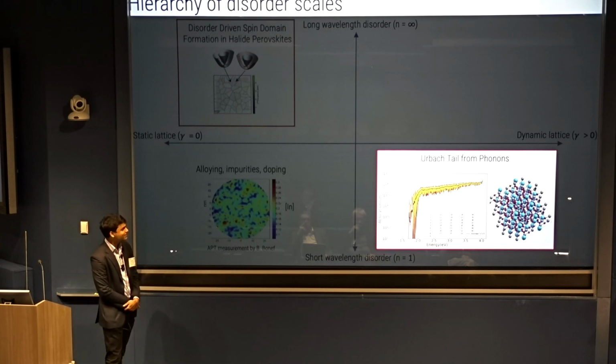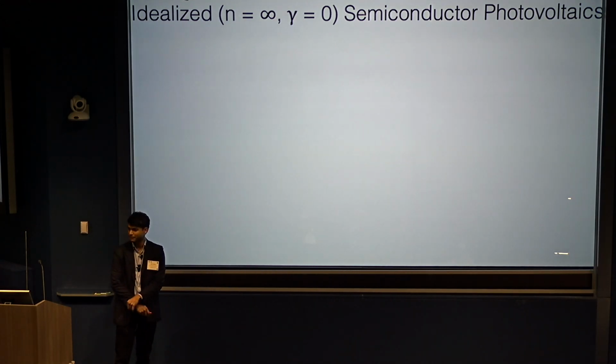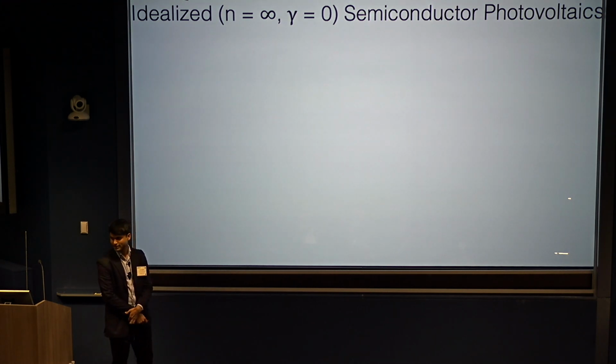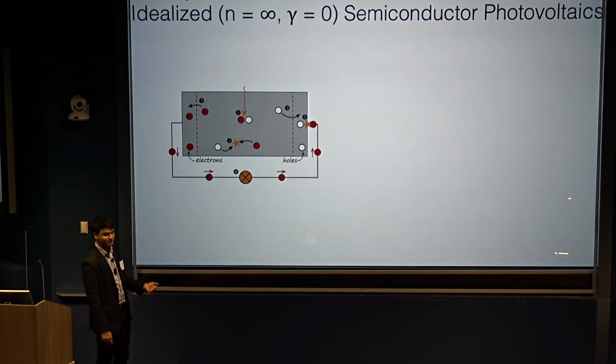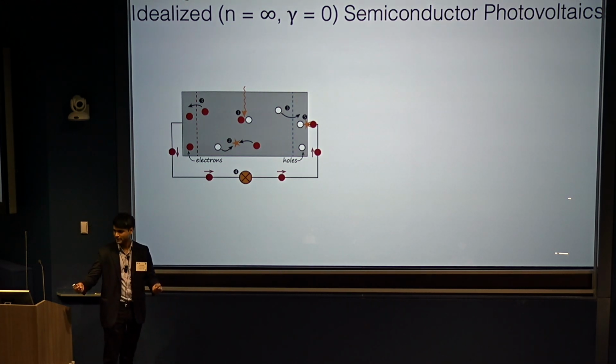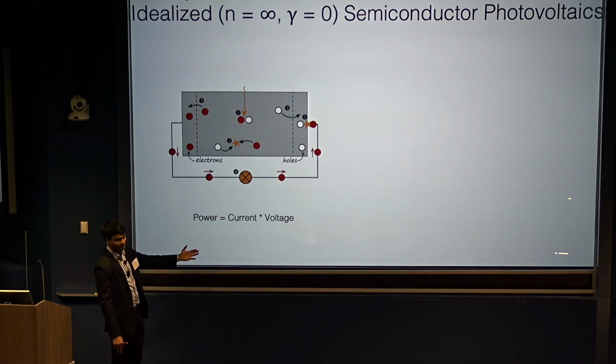Before I dive into that, it's instructive to look at the idealized case of a really important application of semiconductors, especially in today's climate, which is photovoltaics. The way photovoltaics work in the simplest, most cartoony picture of all time is you shine light on a semiconductor, that excites electron and hole pairs, which you then collect at a finite voltage. And because current times voltage is power, you've extracted power from the sun.